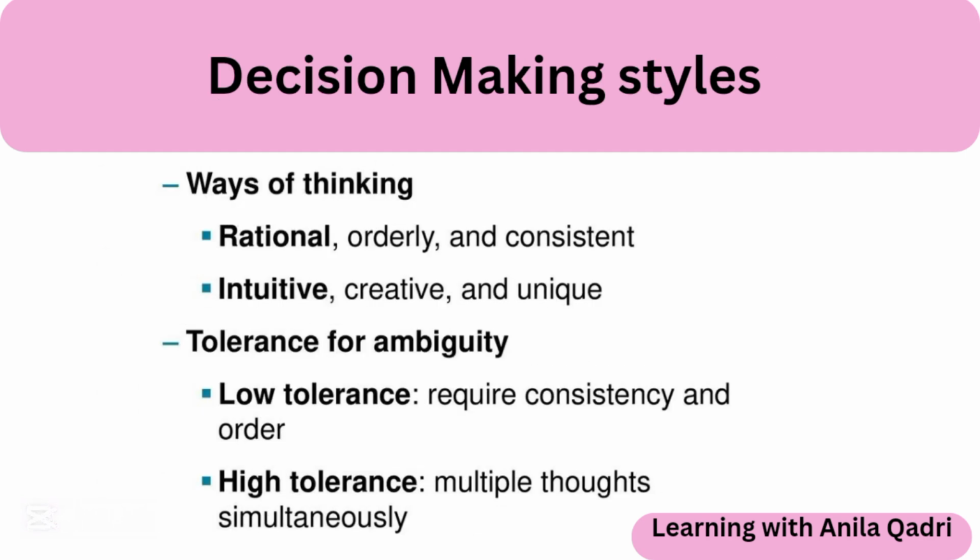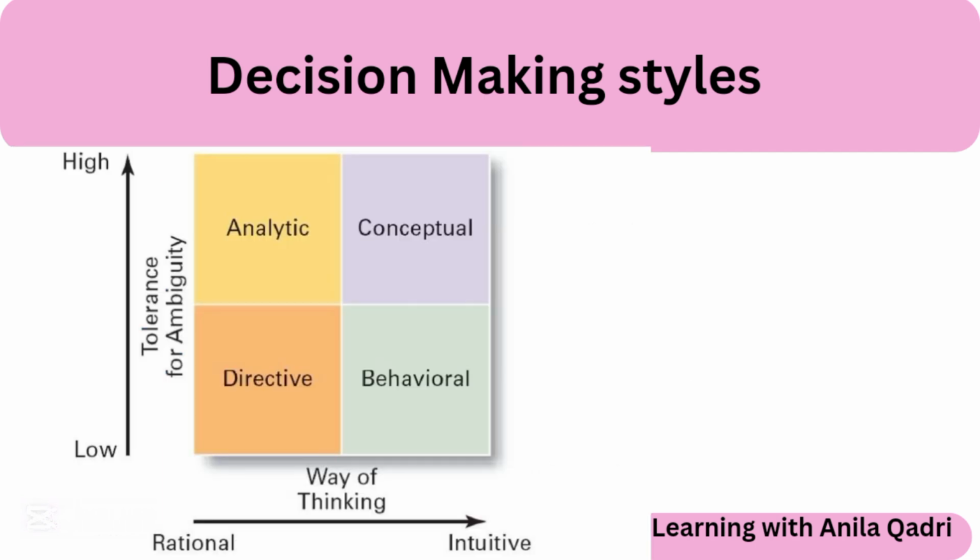Next one, decision-making styles. Ways of thinking: rational, orderly and consistent; intuitive, creative and unique. Tolerance for ambiguity: low tolerance requires consistency and order; high tolerance allows multiple thoughts simultaneously. Basically, there are four decision-making styles: analytical, conceptual, directive, and behavioral.